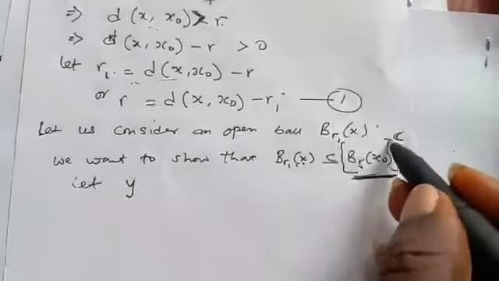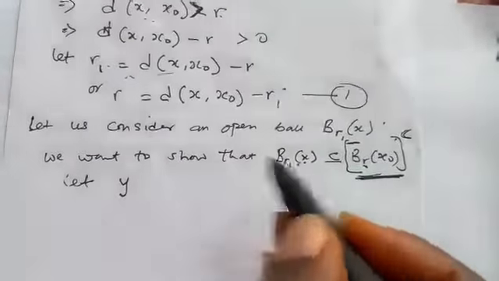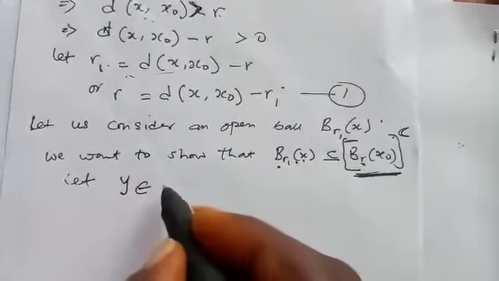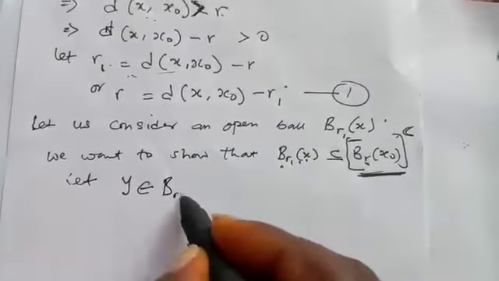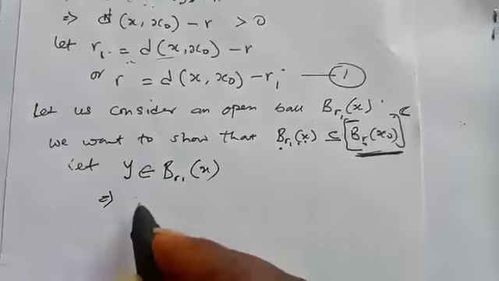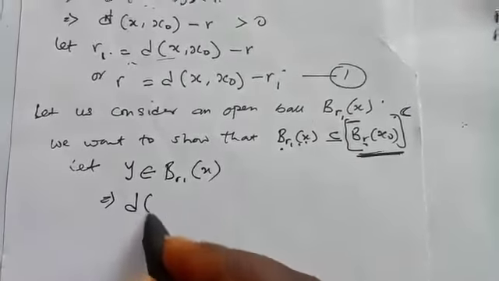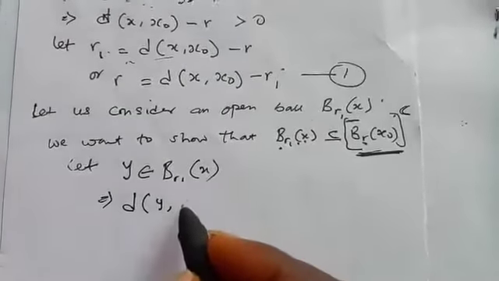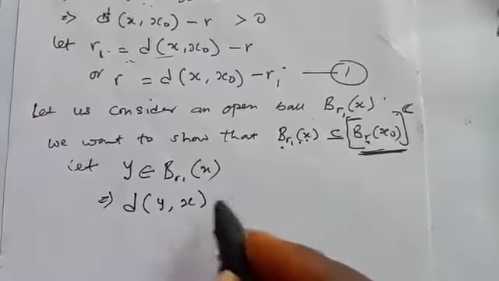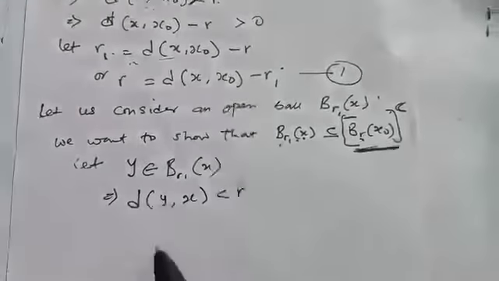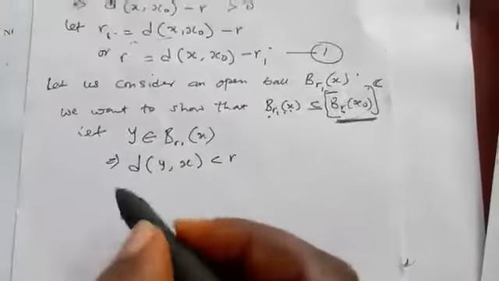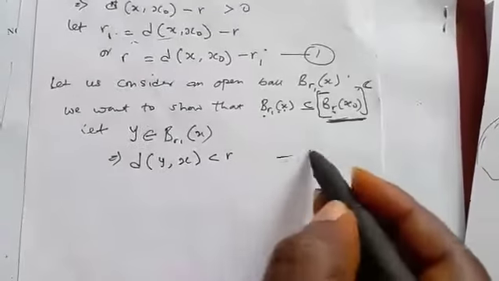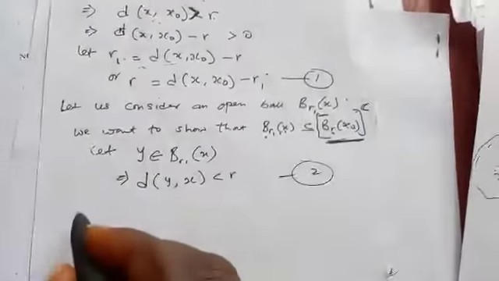We want to show that this complement is open. So let us represent y by this. Let y be in B_R1(S). By the definition of open ball, we know that d of y comma S is less than R1. Now let's keep this as equation 2.